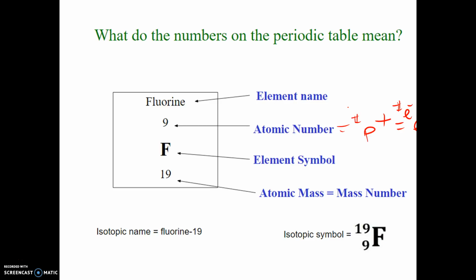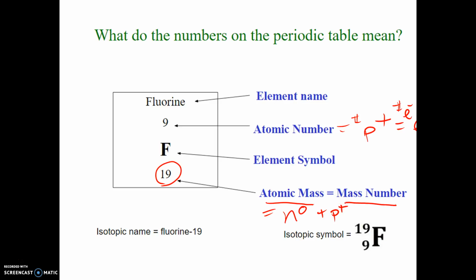I use these little symbols because protons is a big word and electrons is a big word. I think it's easier to use symbols. So my P for a proton with a positive, because protons are positively charged, and electron with a negative, because electrons are negatively charged. Moving down in our periodic table, we have the F, the symbol, and down at the bottom, your 19 is your atomic mass, also called your mass number. This is going to be equal to the number of neutrons plus protons.